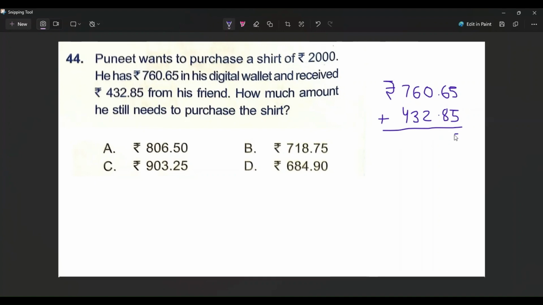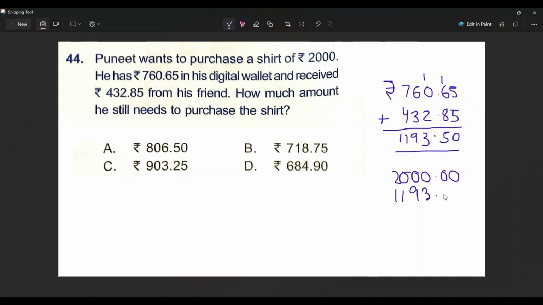5 plus 5 is 0, 1 carry. So 1 plus 6 is 7, 7 plus 8 is 15, 1 carry. Put a point. 1 plus 2 is 3, 6 plus 3 is 9, 7 plus 4 is 11. So now he has 1193.50 in his wallet. So how much more money does he still need to purchase the shirt? So let's get the difference between the total amount to purchase the shirt minus the amount he has in his wallet.